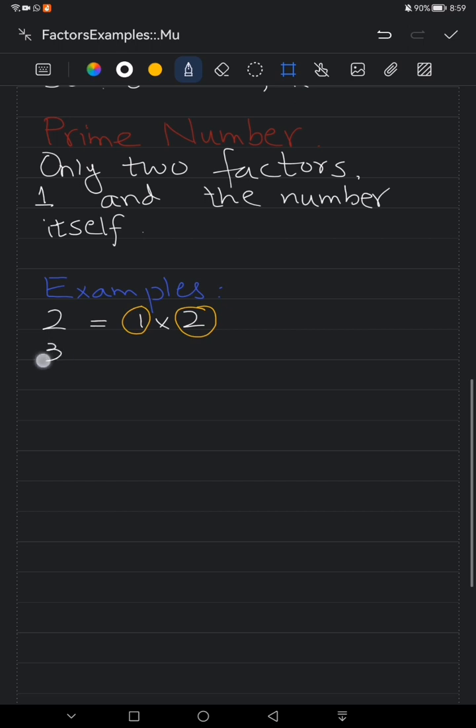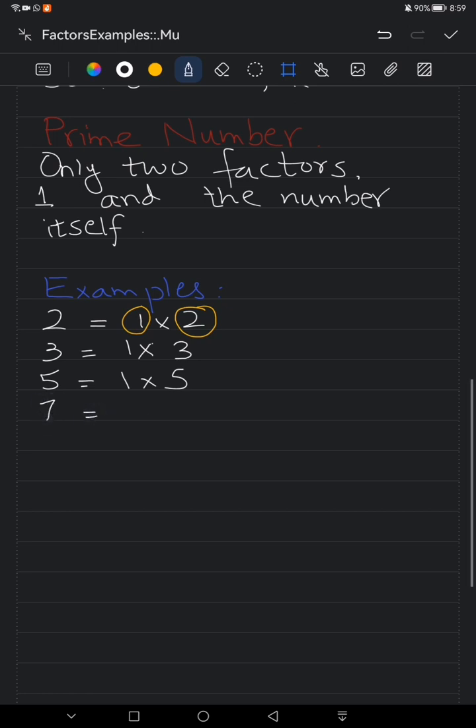Similarly, 3. We get 3 by multiplying 3 with 1. So it also has two factors. 3 does not come in any other table. So we can say that 3 is a prime number. Similarly, 5. 1 multiplied by 5. 5 has only two factors, 1 and 5. So we can say that 5 is a prime number.